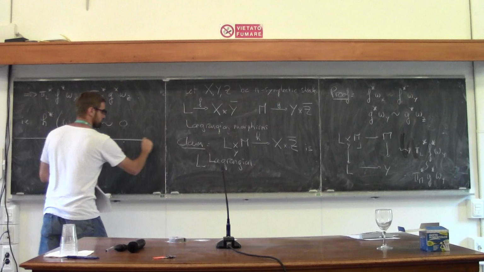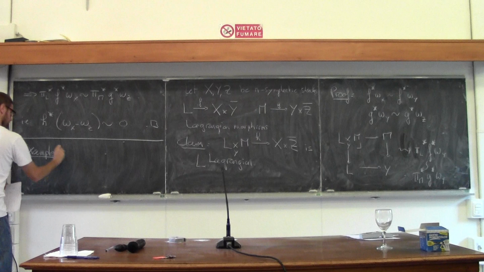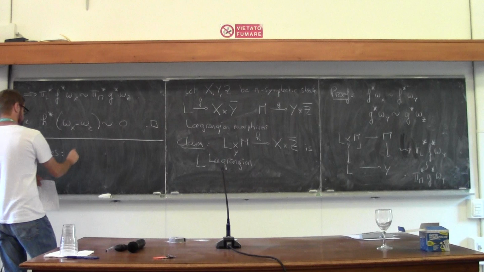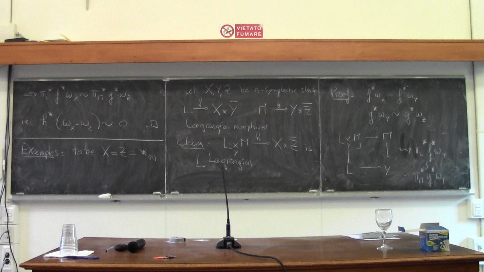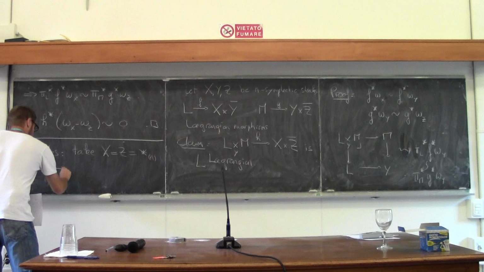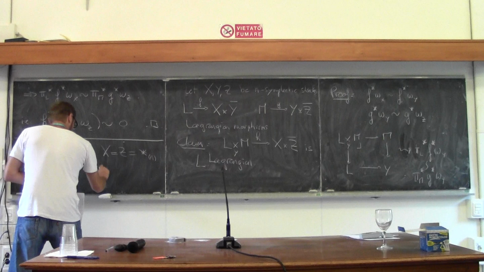So let me give a few examples, or two consequences of that. So maybe let's take x and z just being the point with its anti-symplectic structure. Right? So in this case we just have the Lagrangian map to y or y bar, it doesn't change anything. I mean, being Lagrangian for omega or its opposite is just the same. And we have another Lagrangian map to the point.